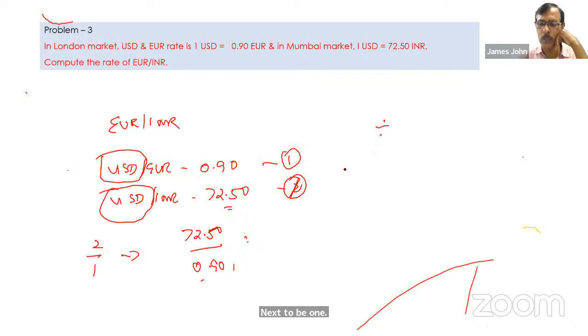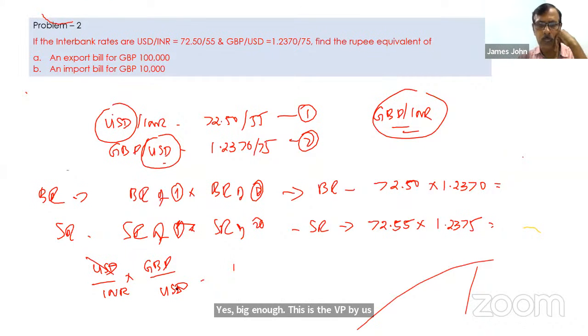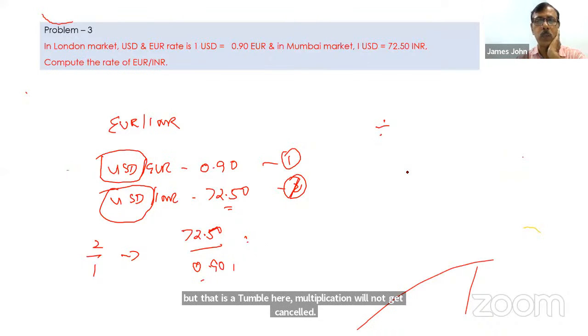Because see, in the previous question, why did we multiply? It is 1 by 2. In what order? It is equation number 1, USD INR, and this is GBP by USD. USD gets cancelled, and you will get GBP by INR. That is why we multiplied it. But that is a thumb rule. Here, multiplication will not cancel, so here you have to divide 2 by 1.